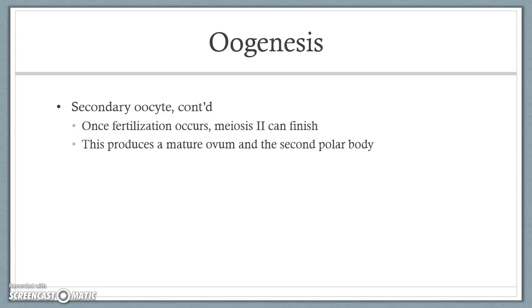If the female is not sexually active or if fertilization does not occur, the secondary oocyte will never finish meiosis II. However, if fertilization occurs, the secondary oocyte finishes meiosis II, producing 2 cells, the mature ovum and the second polar body.